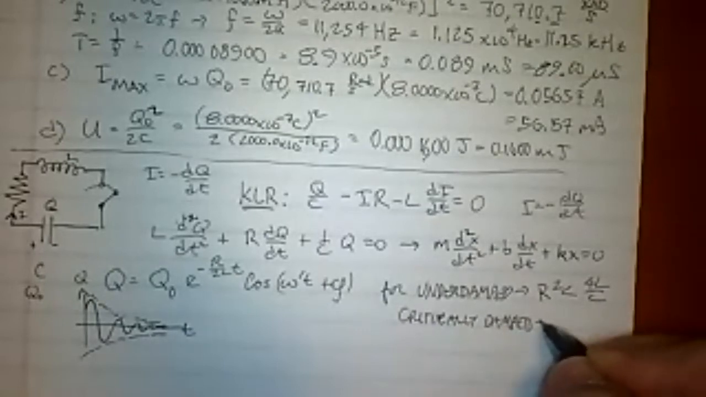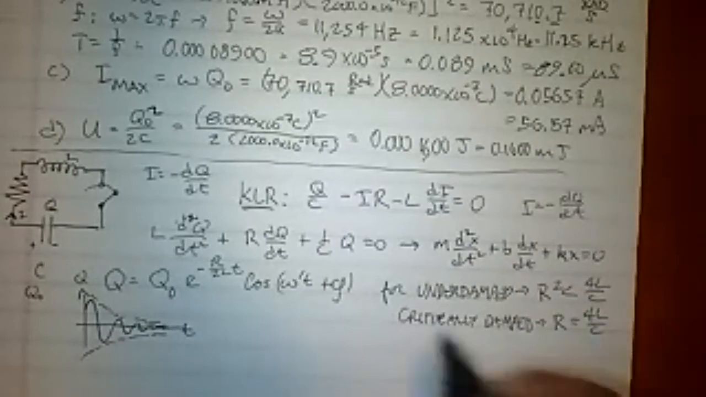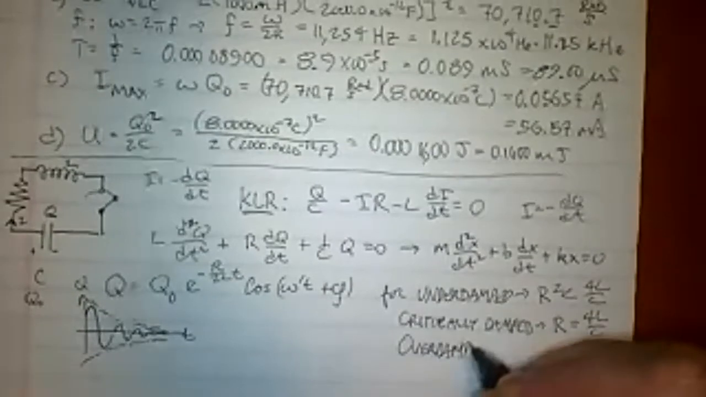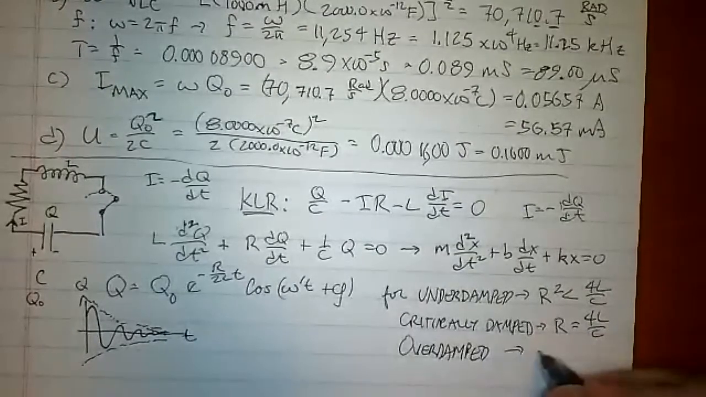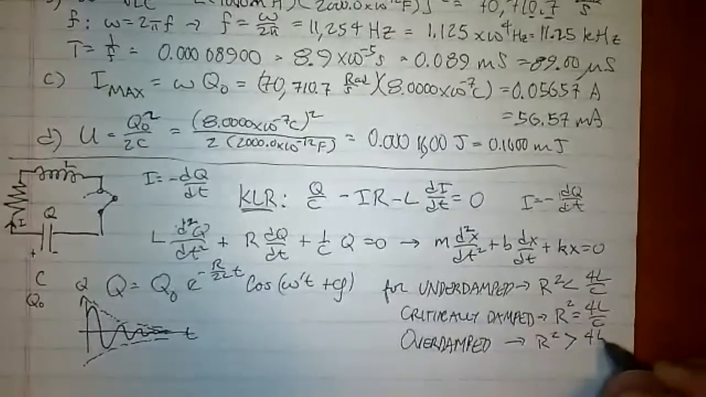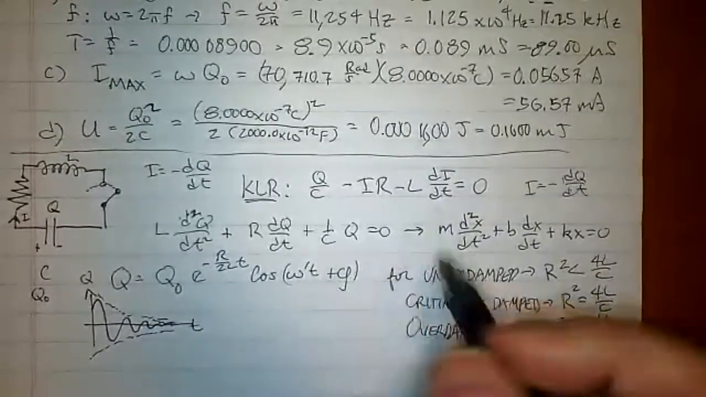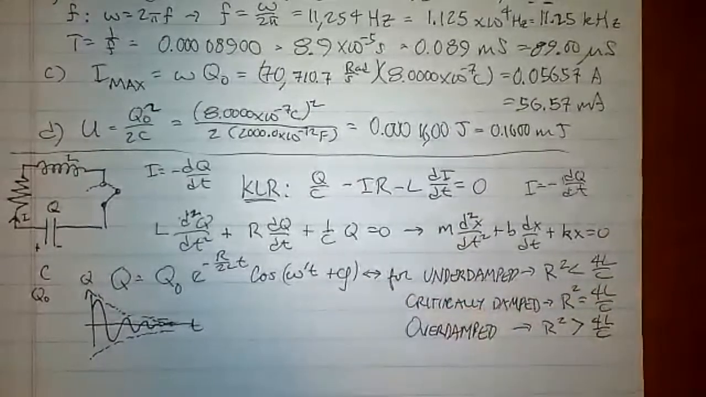And critically damped would imply R squared is equal to 4L over C. And then there's overdamped. And that means that there's going to be no oscillation either, just like the critically damped. And that's going to be R squared greater than 4L over C. Okay, but this solution is only for the underdamped case.